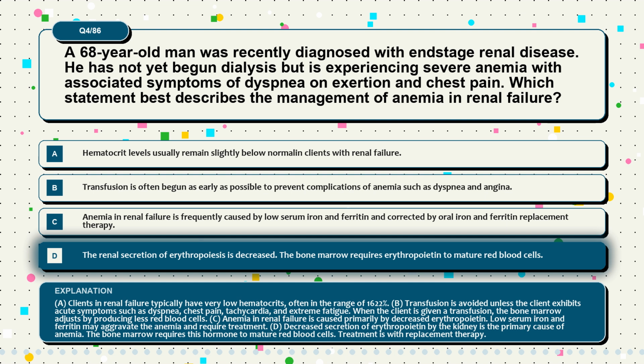C. Anemia in renal failure is caused primarily by decreased erythropoietin. Low serum iron and ferritin may aggravate the anemia and require treatment. D. Decreased secretion of erythropoietin by the kidney is the primary cause of anemia. The bone marrow requires this hormone to mature red blood cells. Treatment is with erythropoietin replacement therapy.